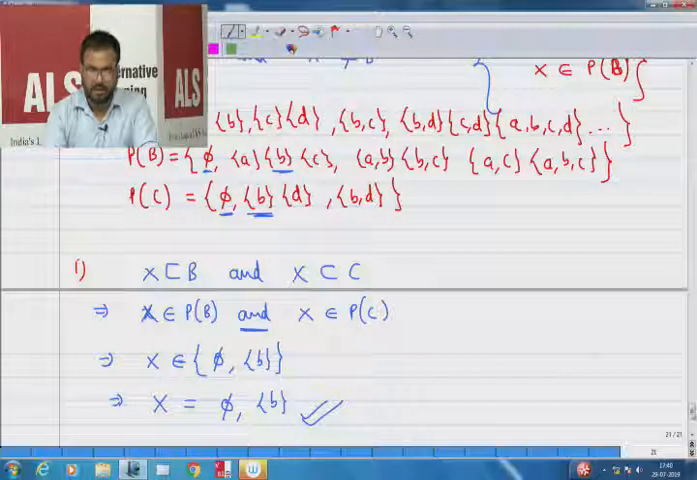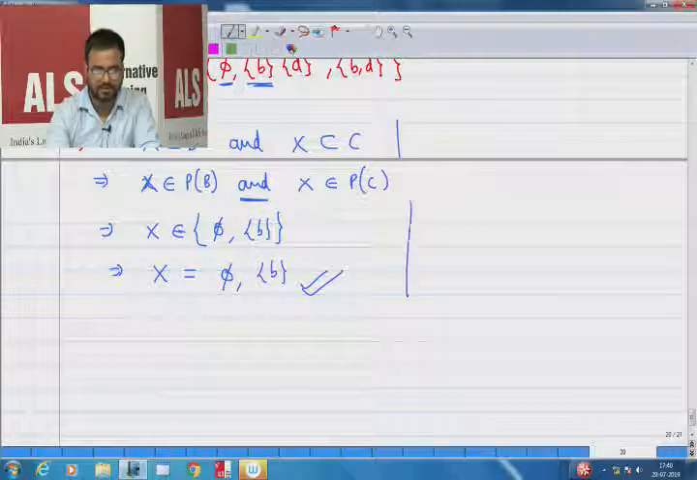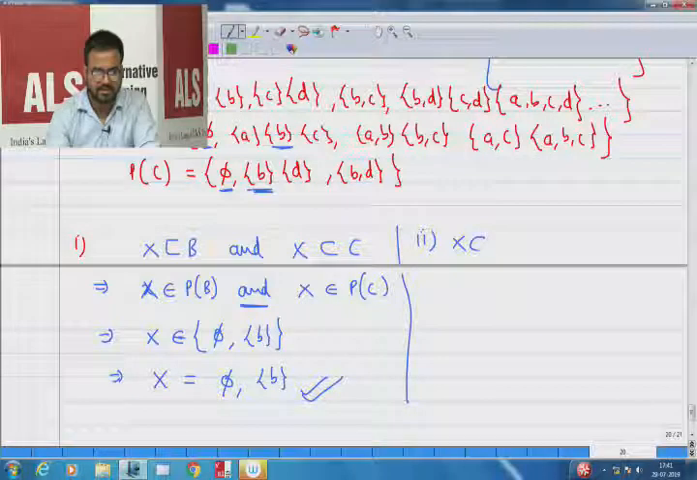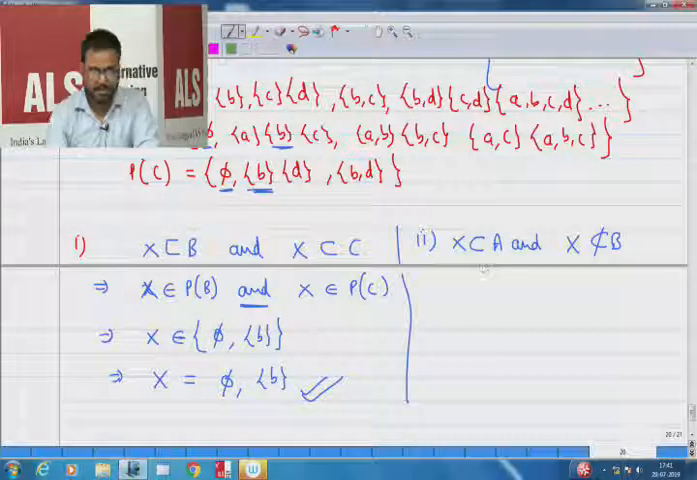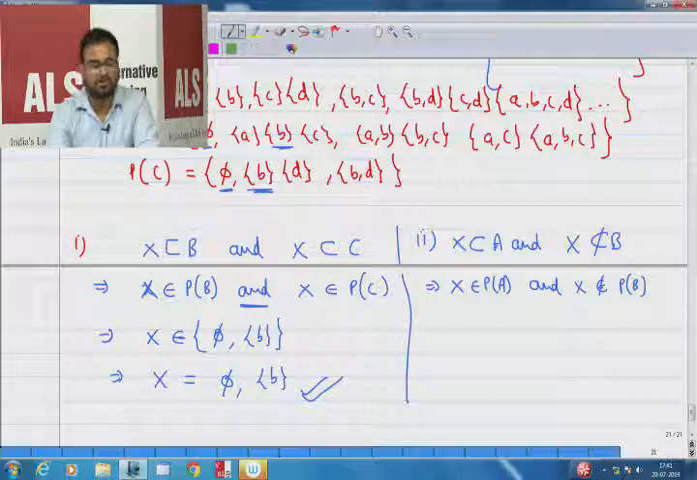Okay. The second part of the question was, let's do it over here itself so that you can relate. Second point was, X is a subset of A and X is not a subset of B. So if X is a subset of A, it implies that X belongs to the power set of A, and X is not a subset of B means X does not belong to the power set of B. So X belongs to the power set of A and X does not belong to the power set of B.